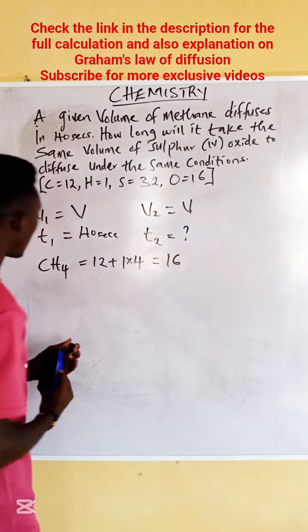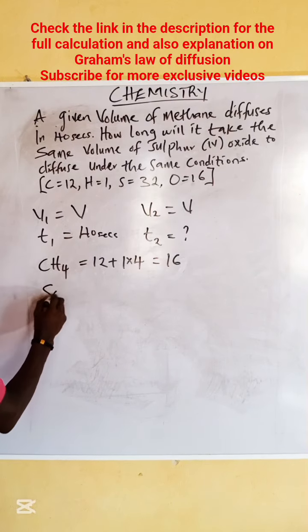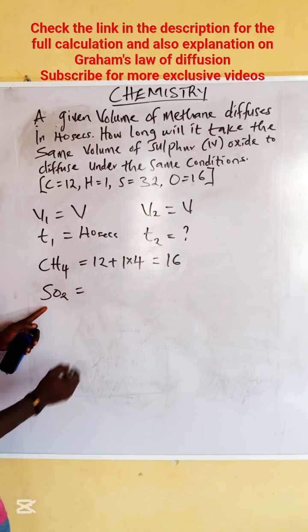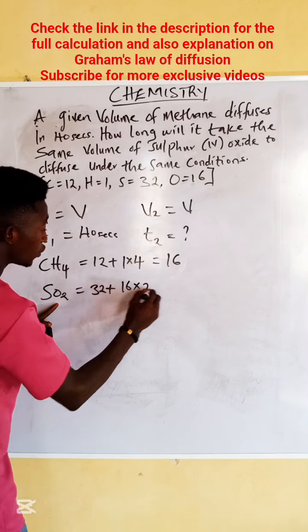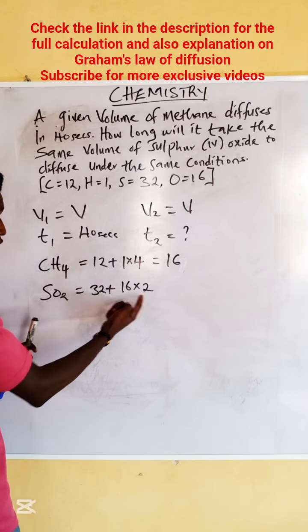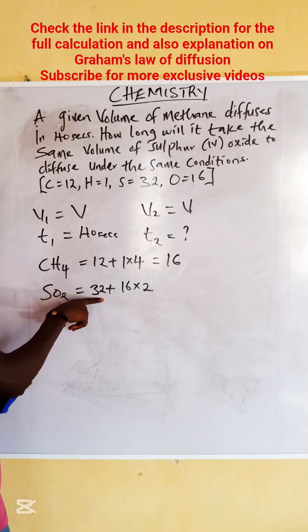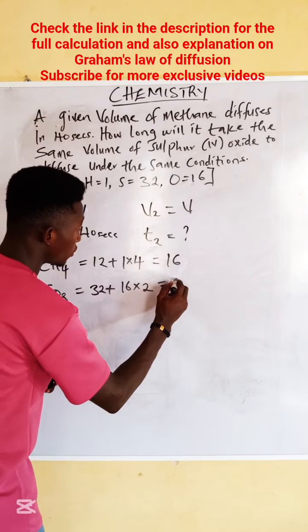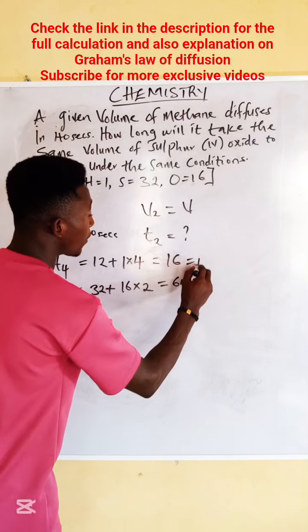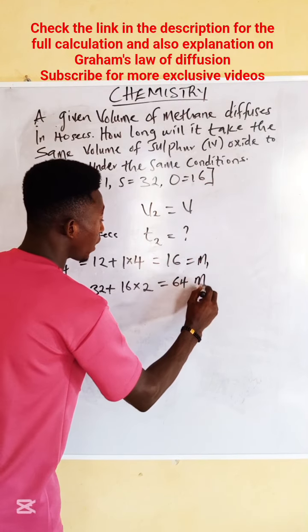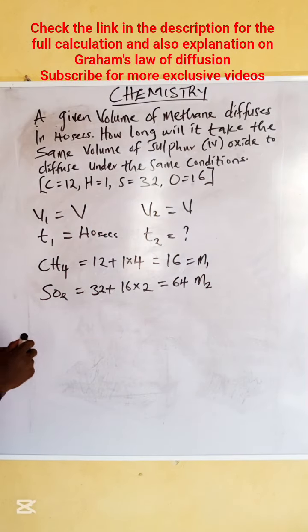Then how about our sulfur 4 oxide? That is SO2, which equals sulfur 32 plus oxygen 16 times 2. Good. So, of course, 16 times 2 is 32, plus 32 equals 64. So we can put this as our M1, and this as our M2. Are we together now? Good.